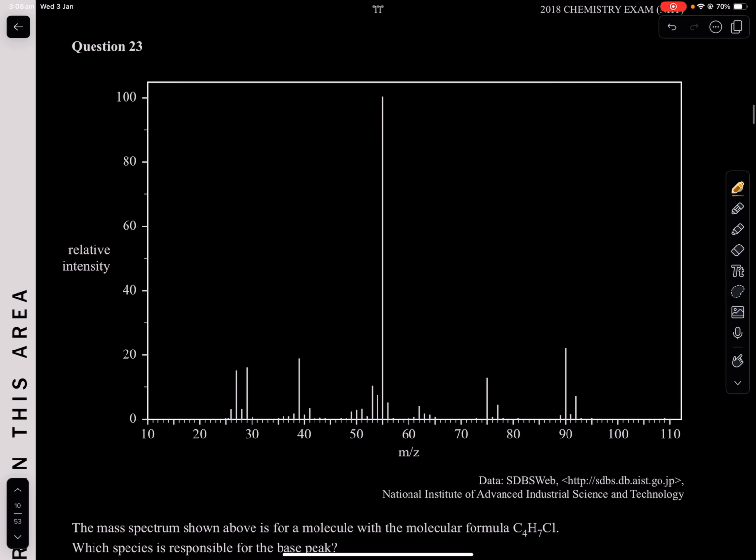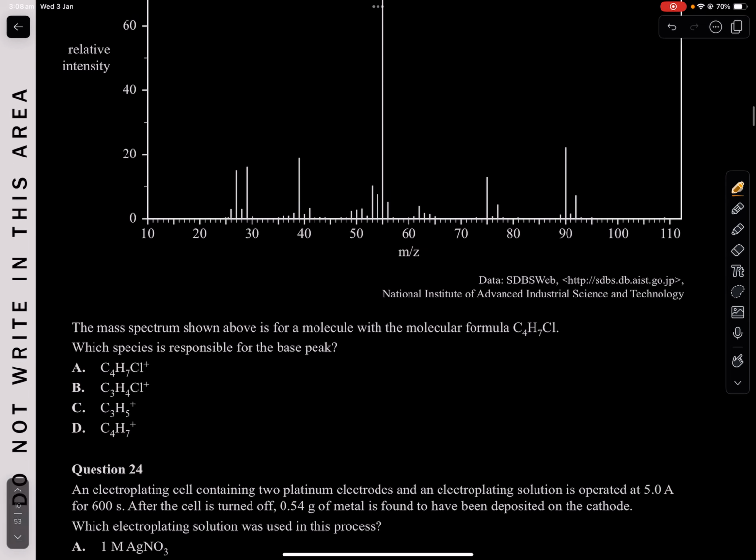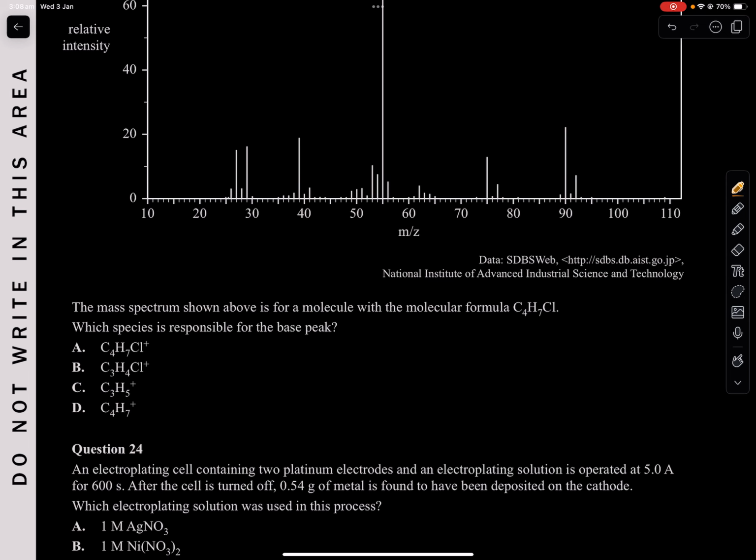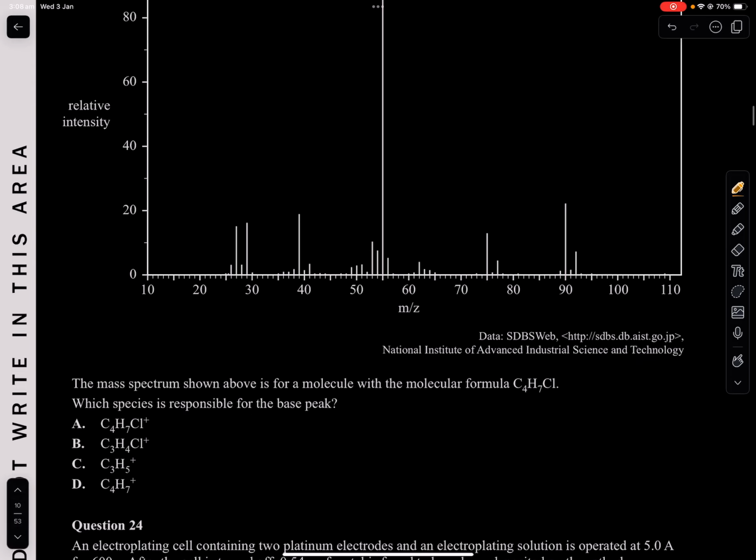Next question. Question 23. So we have here a mass spectrum. The mass spectrum shown is for a molecule with a molecular formula this. Which species is responsible for the base peak?